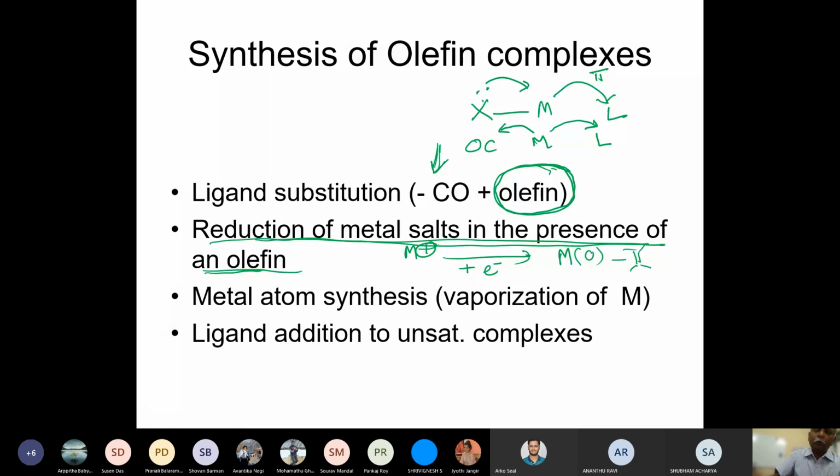Now, substitution is one way by which you can make a complex. Reduction is a second way by which you can make a complex. We'll see examples of all of these. A third one is metal atom synthesis. Here you vaporize the metal so that you have metal atoms.